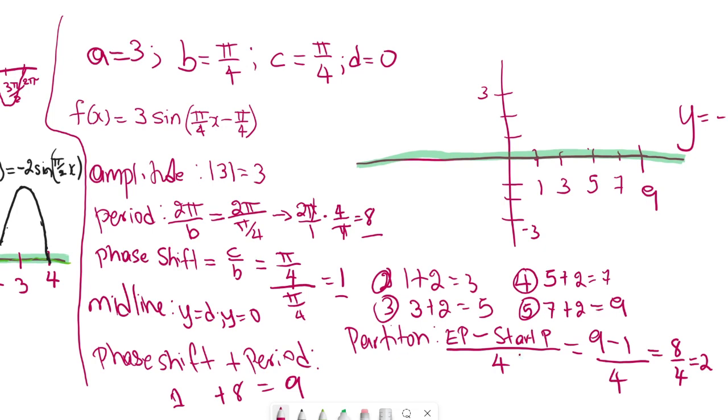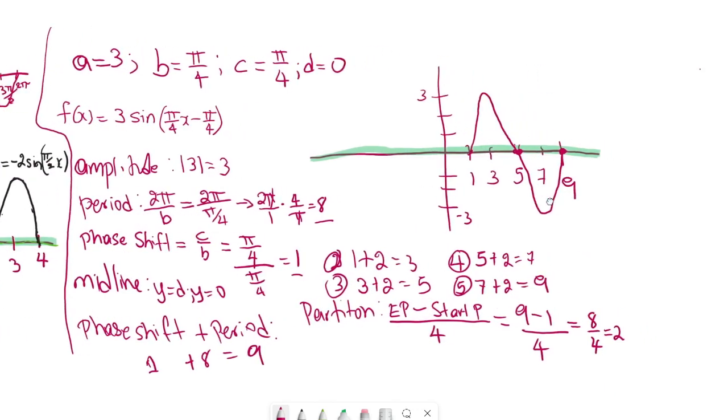Okay, so now I just do what my sine graph should do. We start at 0, we go up to the highest point, then we come back down to 0, down to the lowest point, and then we're back up. And that would be my graph. Okay?